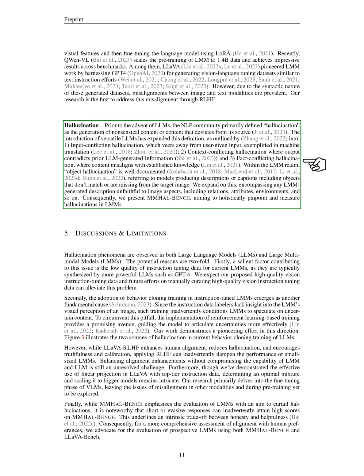Before the advent of LLMs, the NLP community primarily defined hallucination as the generation of nonsensical content or content that deviates from its source. The introduction of versatile LLMs has expanded this definition, as outlined into 1. Input conflicting hallucination, which veers away from user-given input, exemplified in machine translation. 2. Context conflicting hallucination, where output contradicts prior LLM-generated information. And 3. Fact conflicting hallucination, where content misaligns with established knowledge.